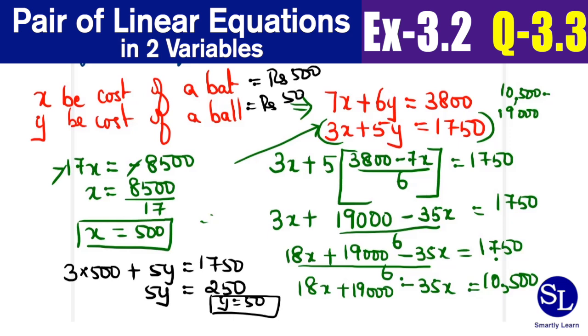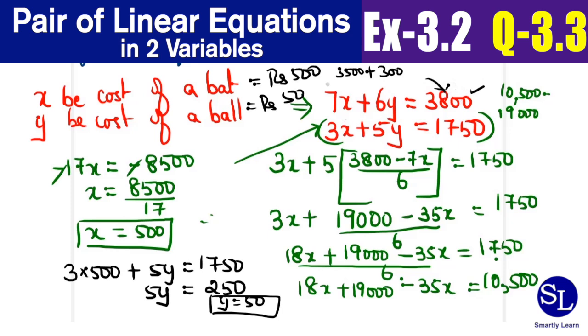So how do you cross verify? You can substitute the values in both the equations. So 500 into 7 will be 3500 plus 6 into 50 is 300. So 3500 plus 300 is 3800. So the first equation's condition matches.